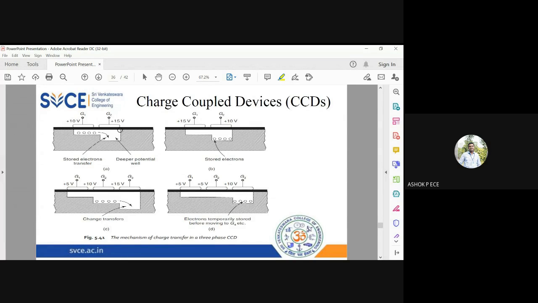So there exists a potential difference, and you have a deeper depletion region. So when you have a deeper depletion region, electrons from the adjacent electrode will go to the adjacent well. So in this way, you see I have transferred the information from G1 to G2. So I have transferred the electrons from G1 to G2. Now, if I don't want these electrons to move away, what should I do? I should give a voltage of plus 10 volt and 15 volt here so that the stored electrons cannot come out. Okay, so that is the logic.